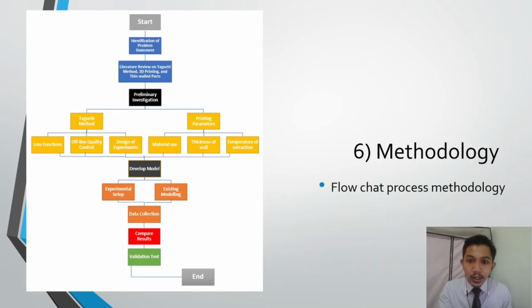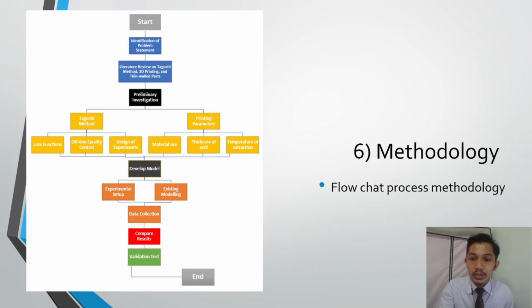In this slide, there is a flow chart. Here it can be seen I started with the identification of the existing problems and I continue on literature review for Taguchi method, 3D printing and thin wall parts. Next, I continue by isolating the parameters and method I use that is next to the Taguchi method. There are 3 parts, namely loss functions, offline quality control, and design of experiment.